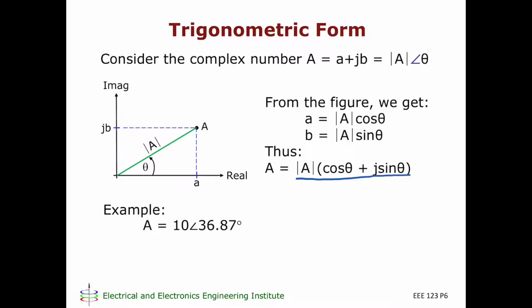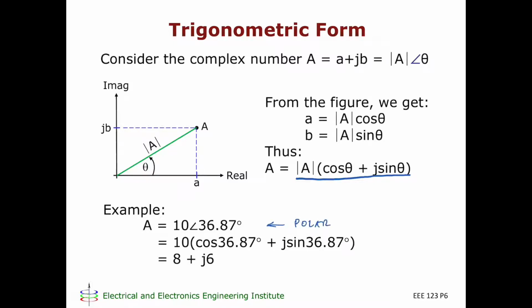Again, as an example, if we have the complex number 10 at an angle 36.87 degrees, in trigonometric form, that would be 10 quantity cosine 36.87 degrees plus j sine 36.87 degrees. Which, if you carry out the multiplication into the quantity, would be 8 plus j6. So this is polar form. This is trigonometric form. And this is rectangular form.